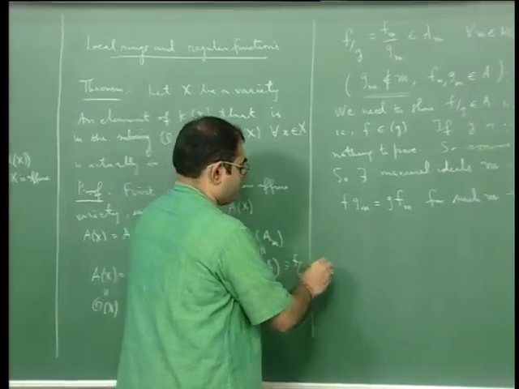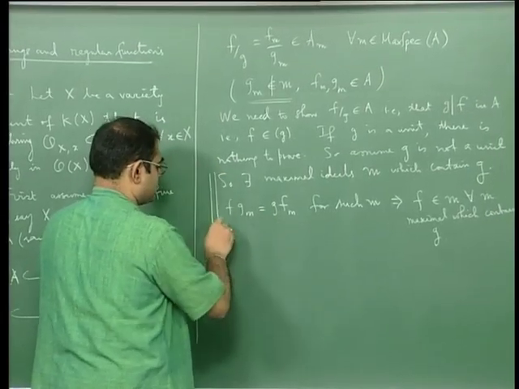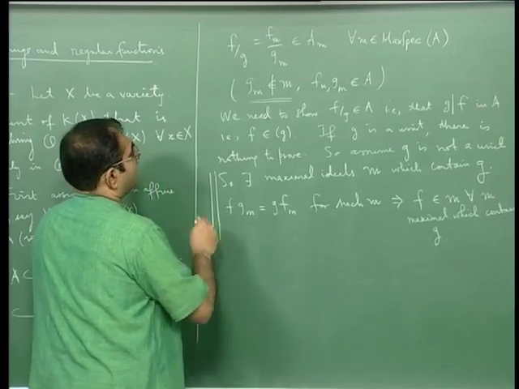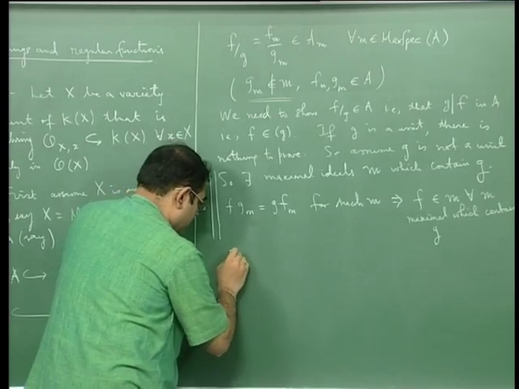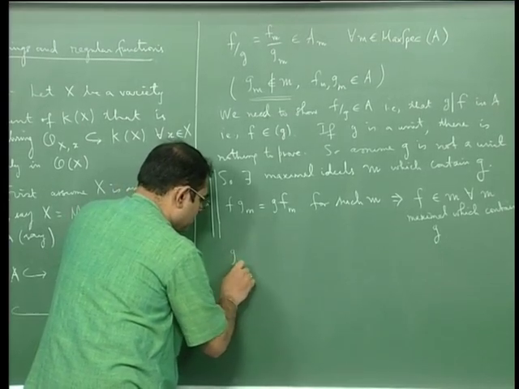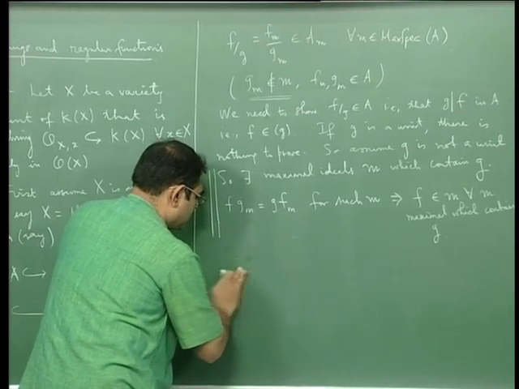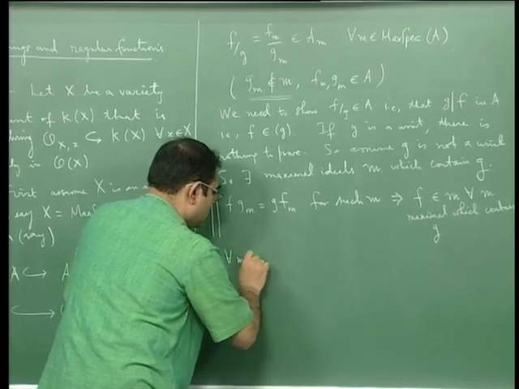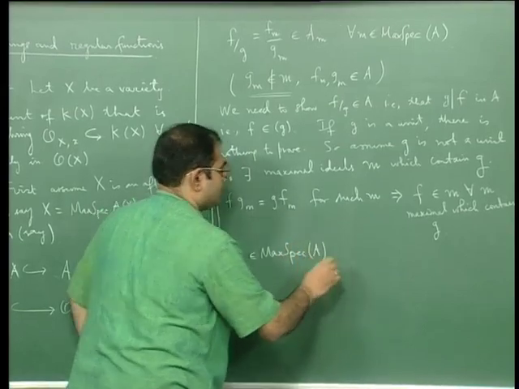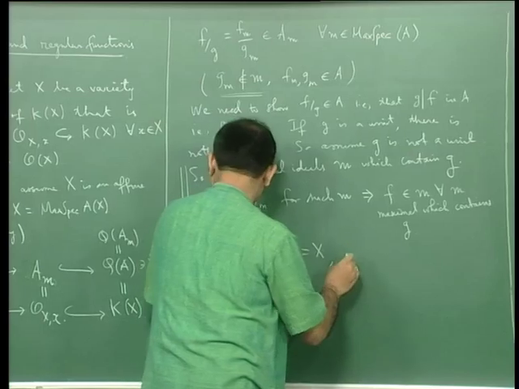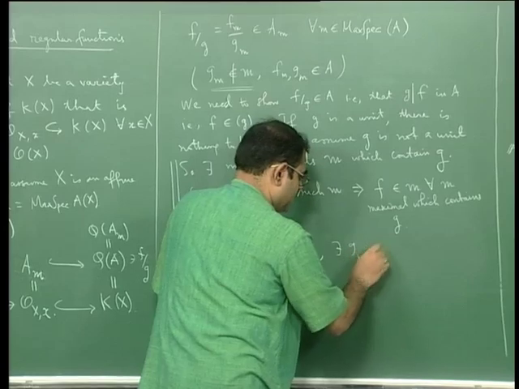See, now, so let us not worry about this observation for the moment, okay. Let us look at this. See, you take g_M does not belong to M: for every M in max spec A, which is actually X, there exists g_M which is not in M.